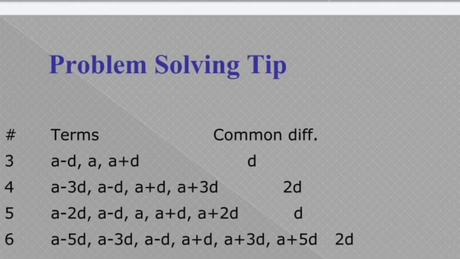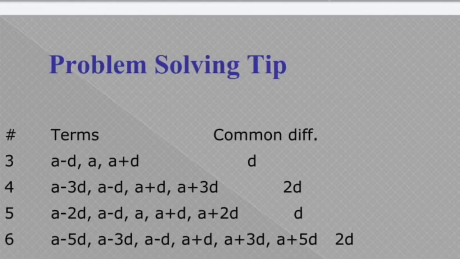If we have to take any three numbers in AP, we take the numbers as a minus d, a and a plus d. Now in the three numbers, common difference between the numbers is d. If we have to select four terms in AP, we take numbers as a minus 3d, a minus d, a plus d, a plus 3d.